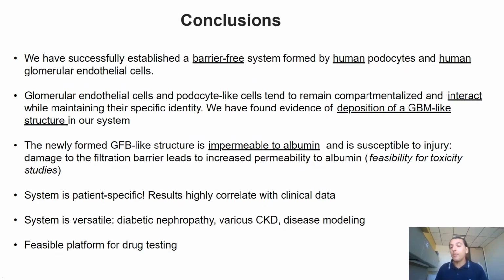This one leads to a damage to the filtration barrier that again leads to increased permeability to albumin. And this one suggests that our system is feasible for toxicity studies. Our system, as we have shown in our model of membranous nephropathy, is patient-specific, and the results highly correlate with clinical data. Our system is also versatile. We have shown that we can model different diseases, including diabetic nephropathy, various chronic kidney diseases, and it can be used for disease modeling. And our system is also feasible as a platform for drug testing.